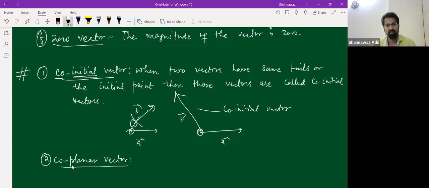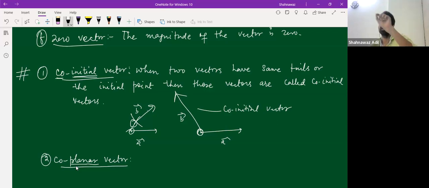As the name suggests, what is a plane? Plane means two dimensions, right? Plane means a surface. So what do I mean by coplanar vector? Just see a wall of your room. Let's say the roof of your room, or one of the four walls of your room, is some plane.